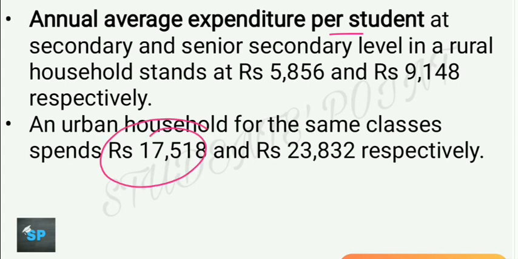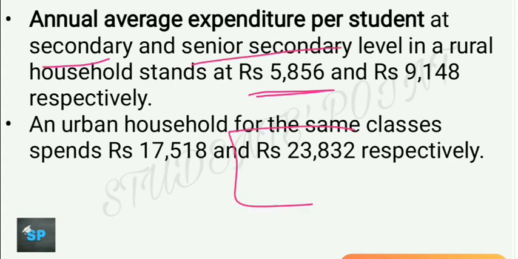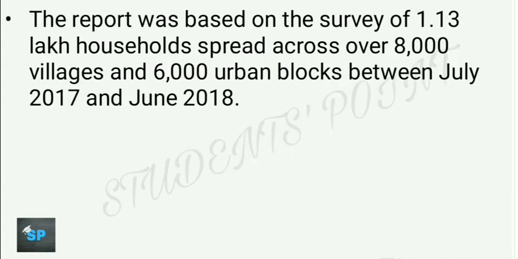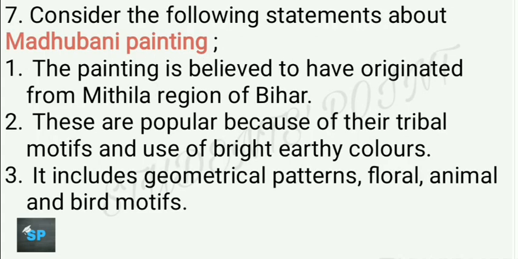17,518 rupees per year, while in rural areas, the annual average expenditure per student in secondary school was just rupees 5,856, while at senior secondary level, in urban areas, the total expenditure was rupees 23,832, while in rural areas, it was just rupees 9,148. The report was based on a survey of 1.13 lakh households, which are spread over 8,000 villages and 6,000 urban blocks between July 2017 to June 2018.